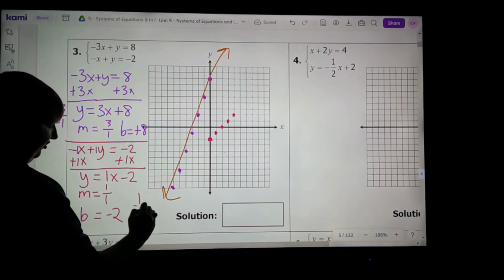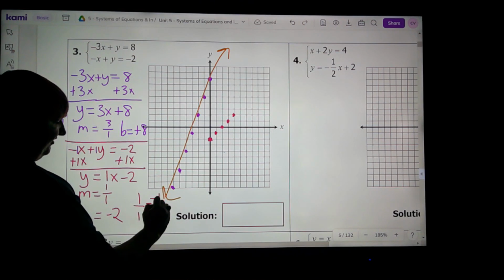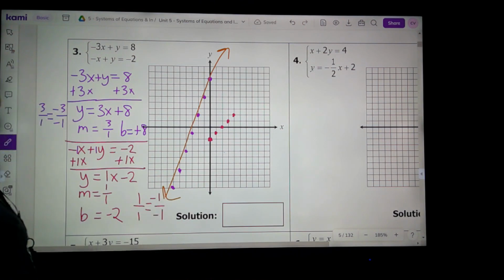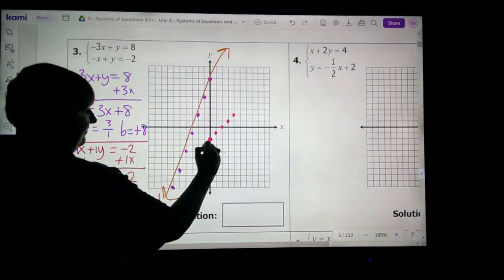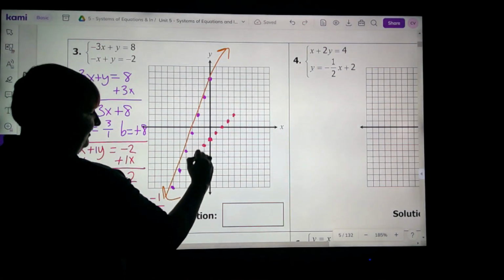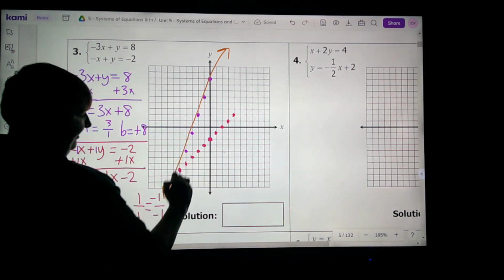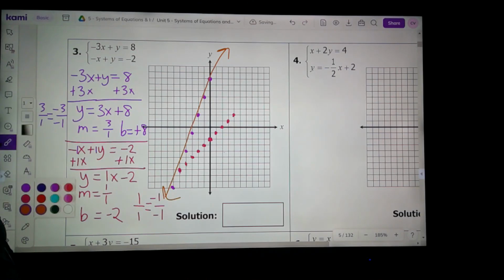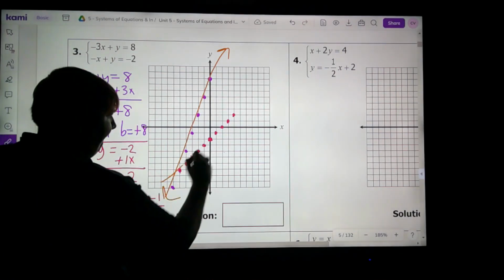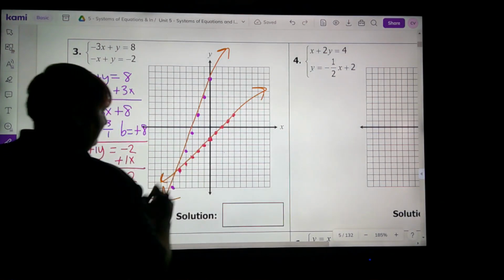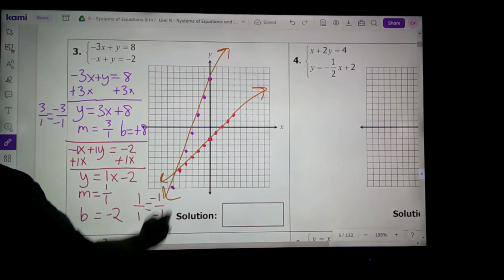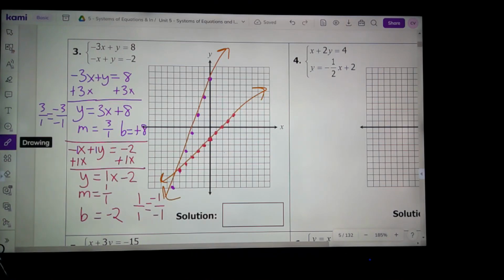So instead of 1 over 1, the equivalent would be -1 over -1. Down 1, left 1. This might intersect. This is looking more possible. Oh, bam, right there. Alright, so I'm going to draw my line. Not bad. This point right there where they intersect is my answer, my solution.